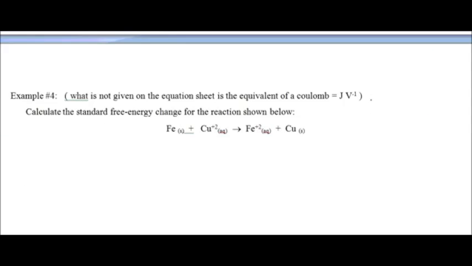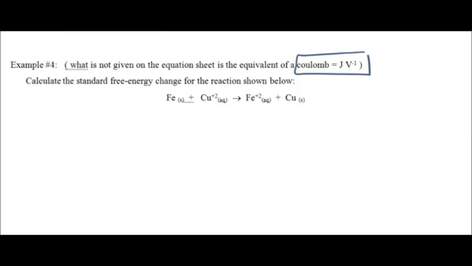All right, last example here, and then I'll let you start on your homework. Example number 4. Calculate the standard free energy change for the reaction shown below. Now, what wasn't given on your equation sheet is this conversion here where we have 1 coulomb is equal to a joule per volt. You do have Faraday's constant, which is on your equation sheet, and that's in coulombs per mole of electrons. And we'll talk about that here very shortly.